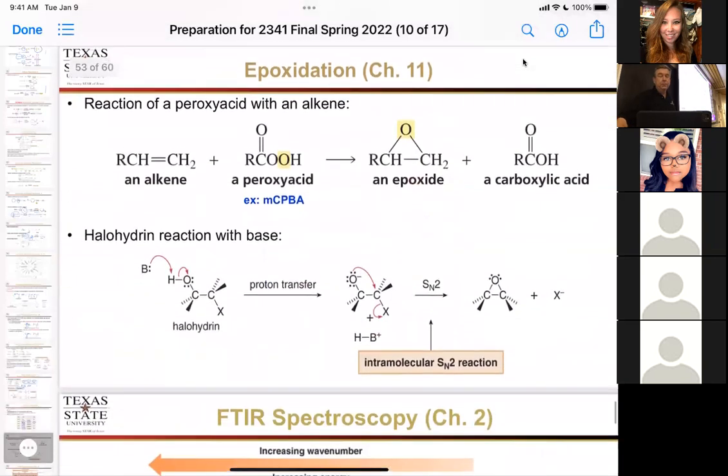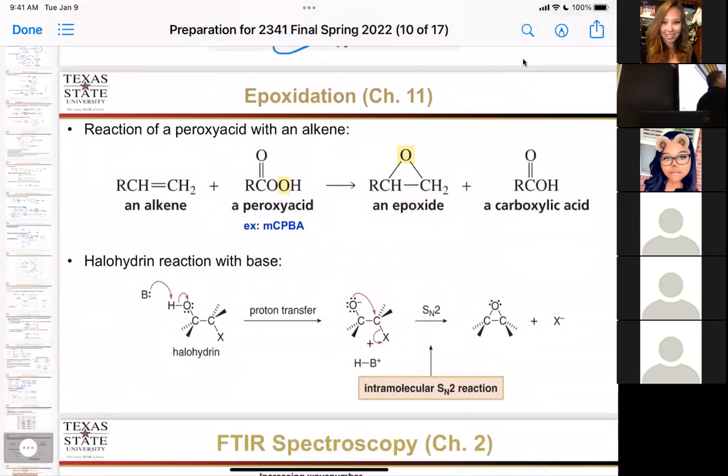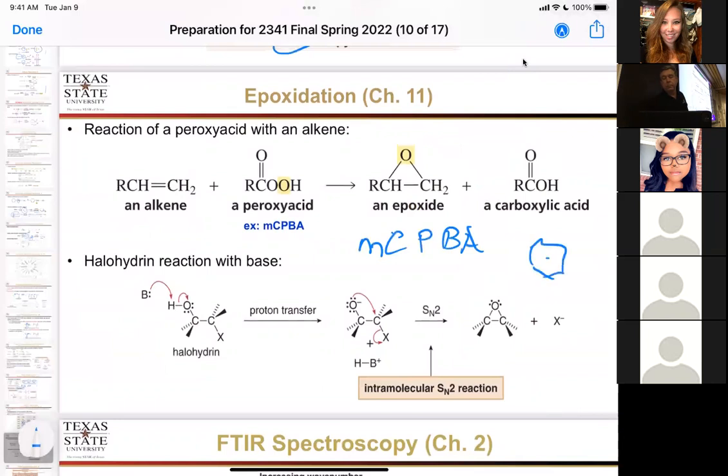Okay, so we have two ways to make epoxides. We have one with a peracid, and the most common of those is metachloroperbenzoic acid. Any other peroxybenzoic acid would work, but any peracid will work to make this epoxide from an alkene. So it's just going to camp out on top of that alkene and make that double bond into the epoxide.